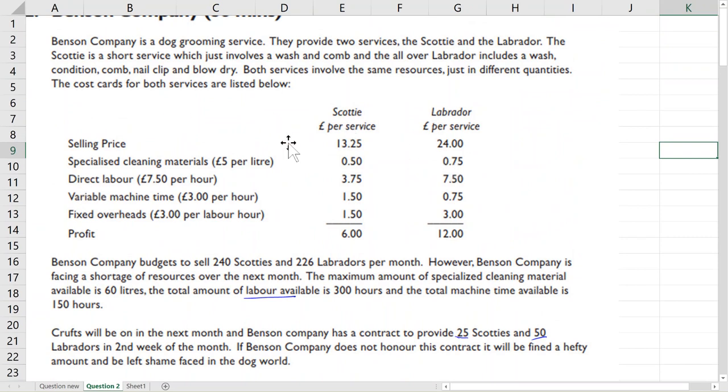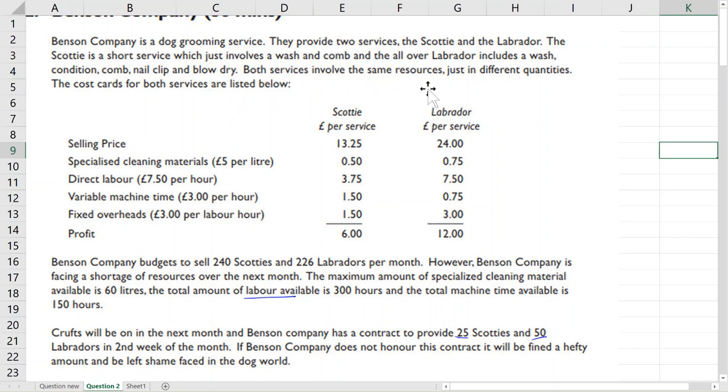Scotty is a short service which just involves a wash and comb and dry. Labrador involves wash and condition, comb, nail clip, and blow dry. Remember, I'm reading the question faster. What you could do is pause the video and take your time and read the question maybe 2 times, 3 times, however you are comfortable.